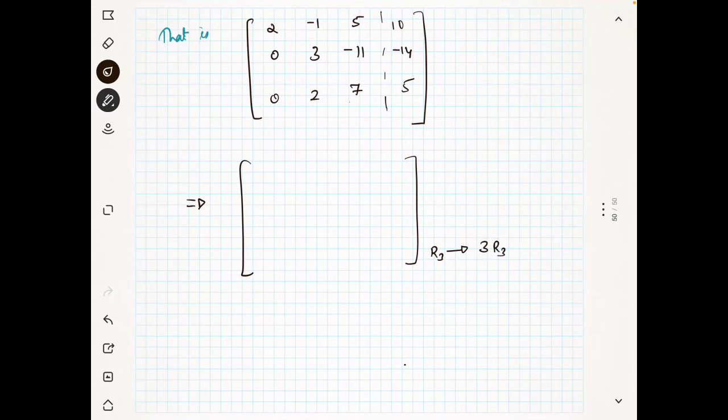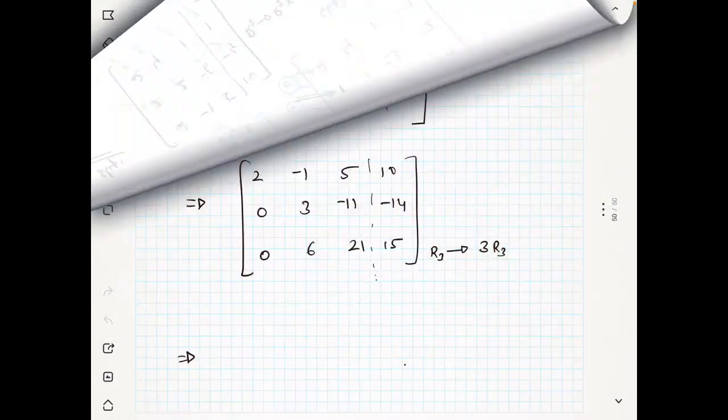So if I multiply with 3 times, you see here it becomes 0, this becomes 6, and this becomes 21, and this becomes 15, and there are no other changes. So 0, 3, minus 11 and minus 14, this is 2, minus 1, 5 and 10. Okay, there is no other issue. Now after that I am going to change this another step. This is step, I think, step 4.